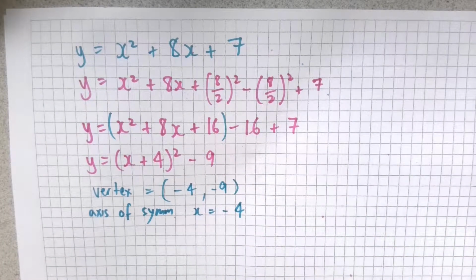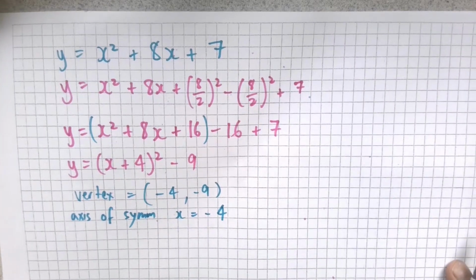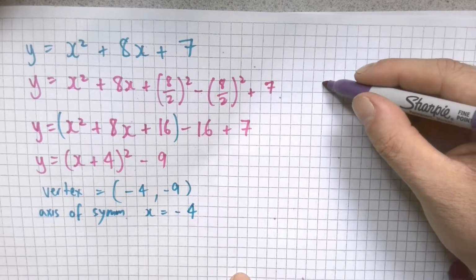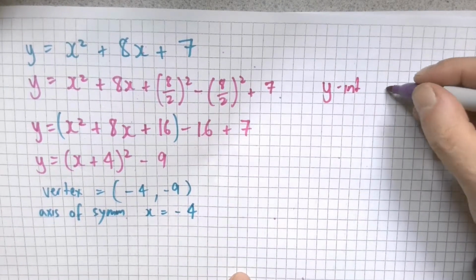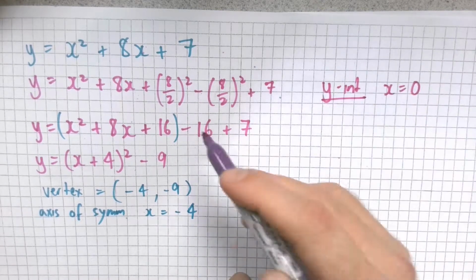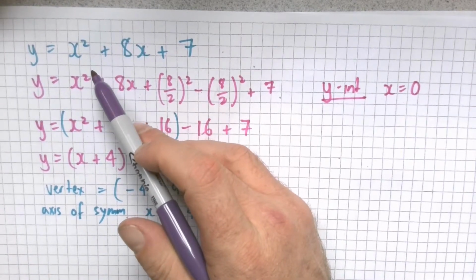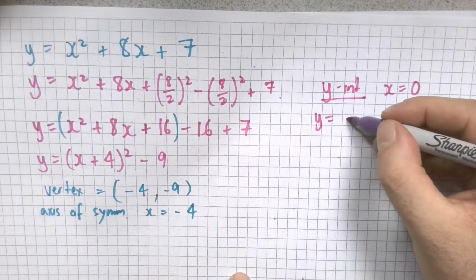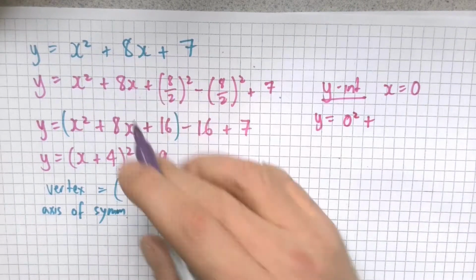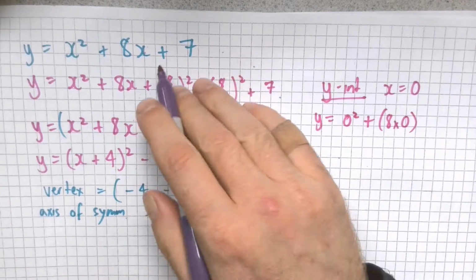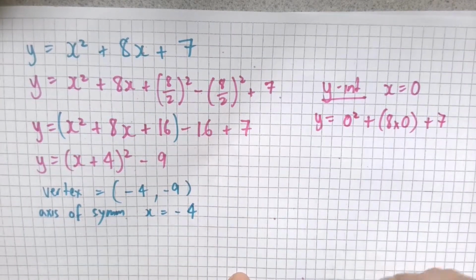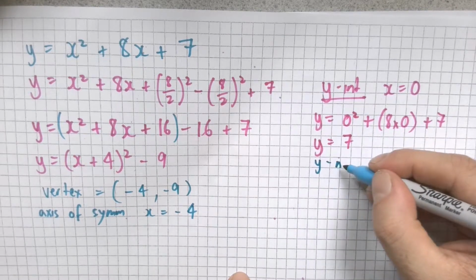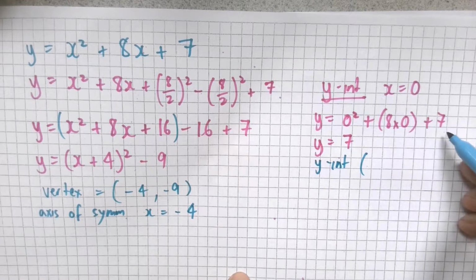But actually, before we do that, let's keep it simple to start with. Let's look at the y-intercept. So again, with the y-intercept, remember x value is going to be 0. Let's go back to this original equation. So y is going to be equal to, x being 0, 0 squared plus 8 times 0 plus 7, which gives me a y value of 7 and a y-intercept of (0, 7).